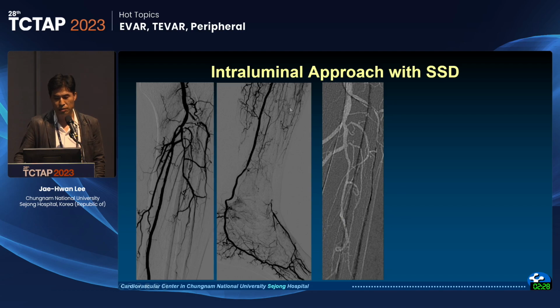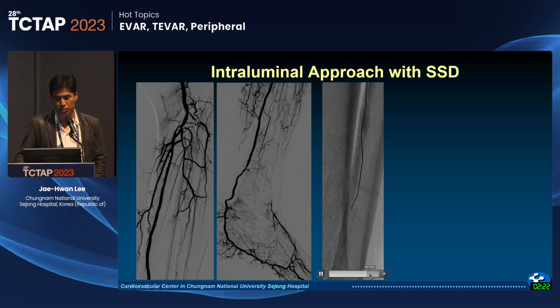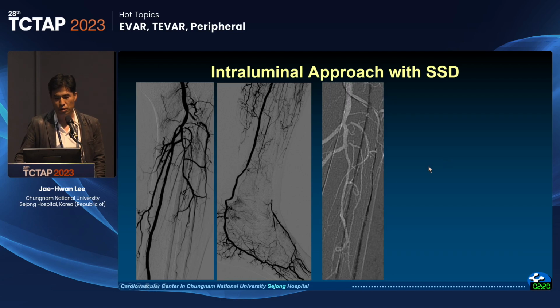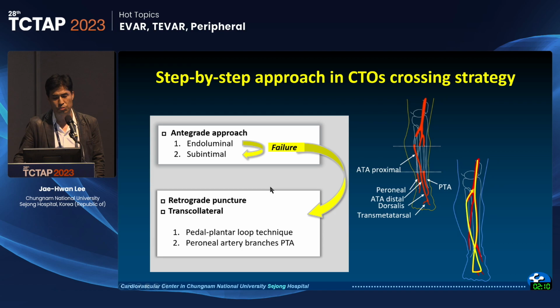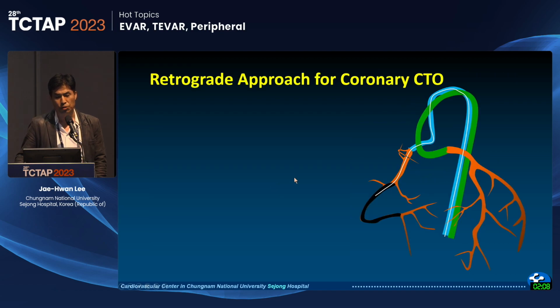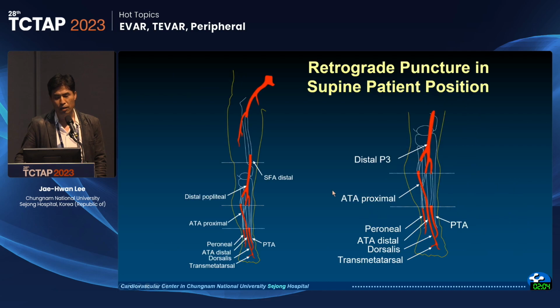And like this, a long CTO region can also be managed with just a guidewire passage with over the wire balloon backup, and the result is good. If you fail the integrated approach endoluminally or subintimally, you may rapidly switch to the retrograde approach from the transfemoral access. Because in coronary CTO you cannot puncture the coronary artery, but in peripheral artery, you can easily puncture at any site of the lower extremity.